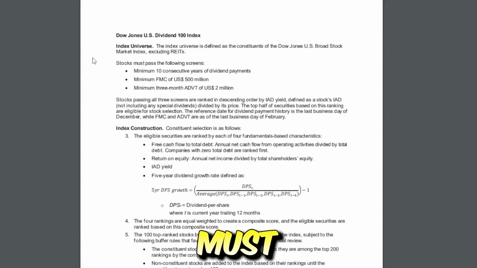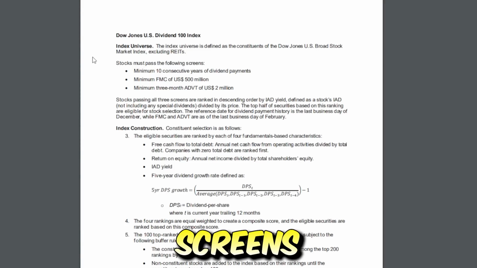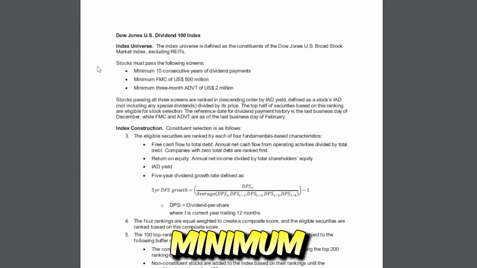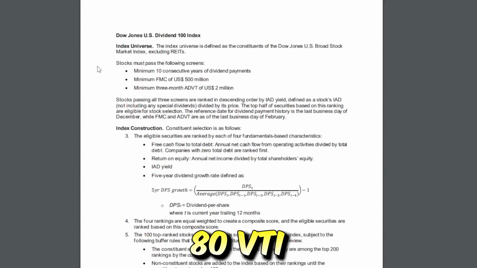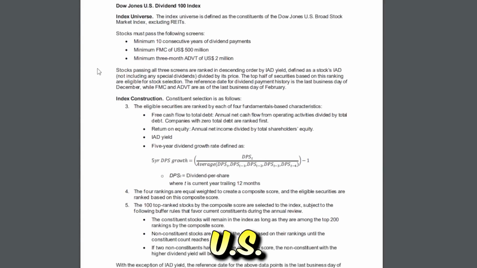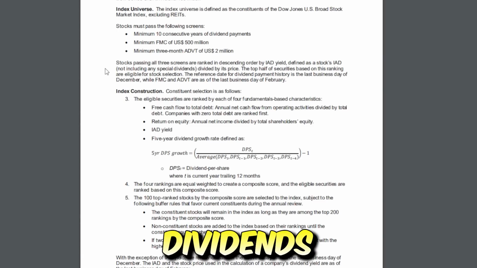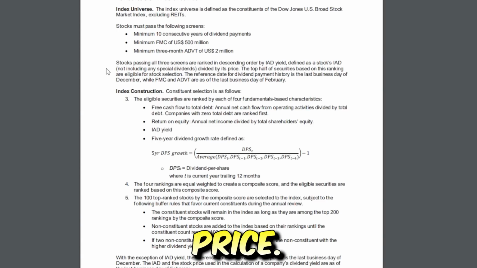It then says stocks must pass the following screens: minimum 10 consecutive years of dividend payments, minimum FMC of US $500 million, minimum 3-month ADVT of $2 million US. Stocks passing all three screens are ranked in descending order by IAD yield, defined as the stock's IAD, not including any special dividends, divided by its price. The top half of securities based on its rankings are eligible for stock selection.